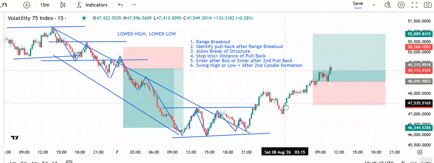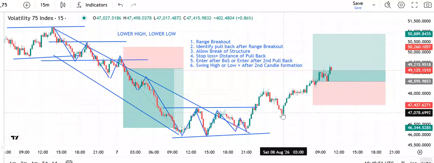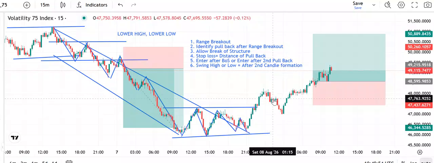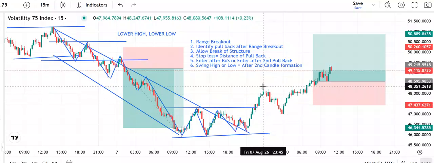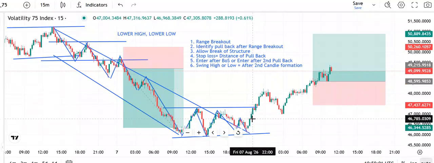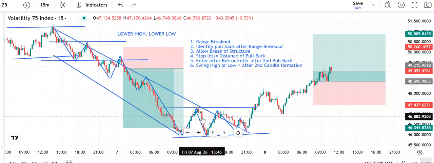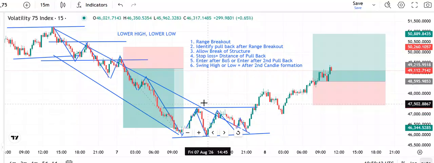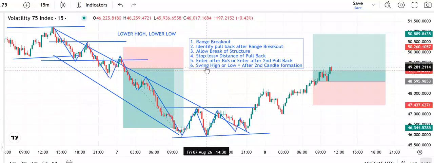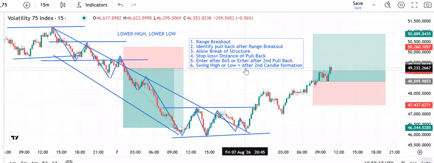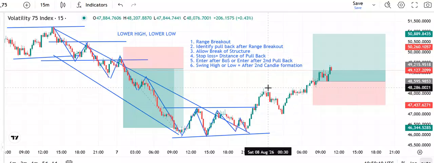So this second candle formation is showing that you have a swing low. This second candle formation is showing that you have a swing high. This second green candle formation here shows that you have a swing low. This second red candle here shows that you have a swing high. So that should guide your trade entry.